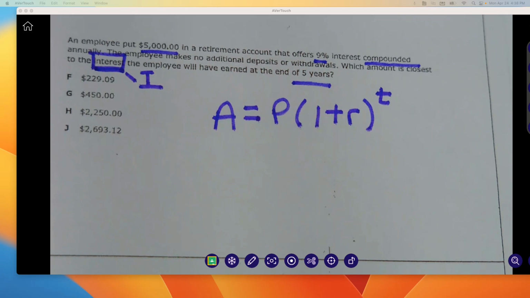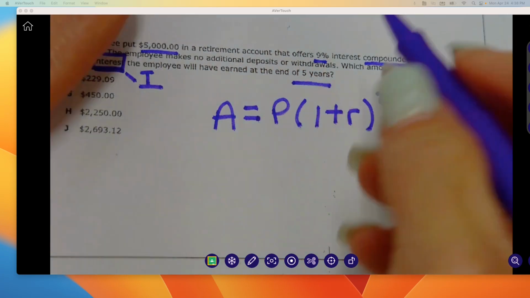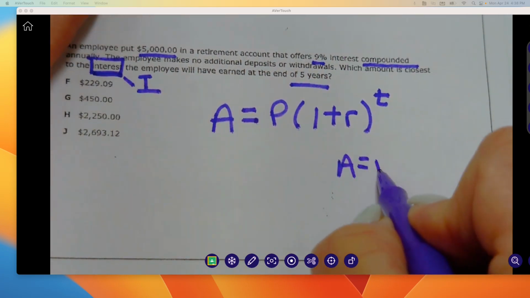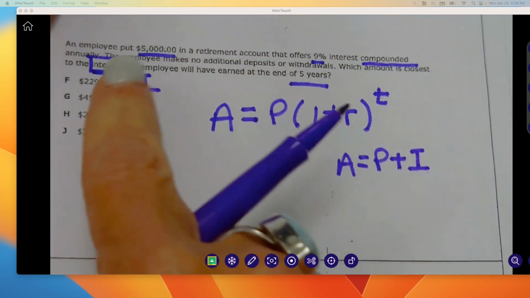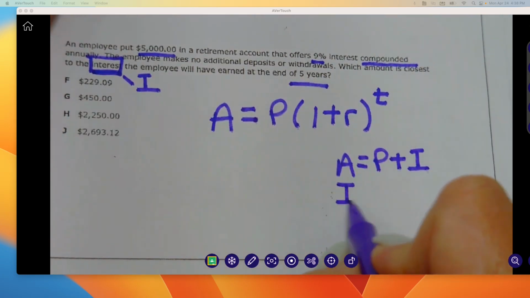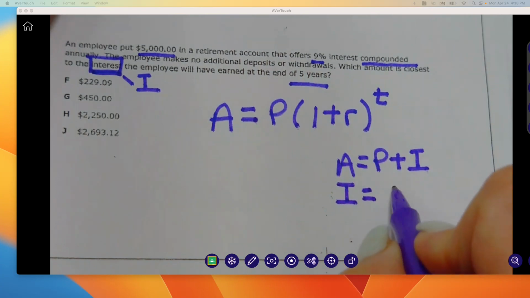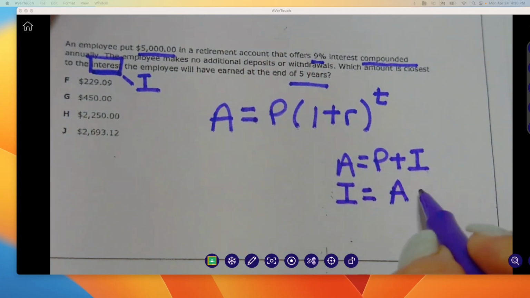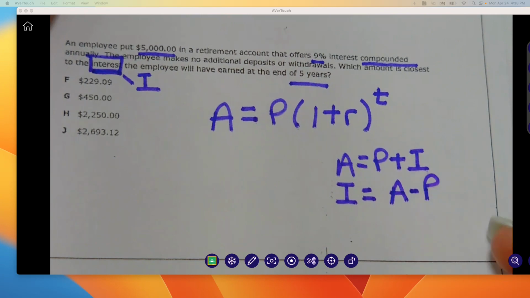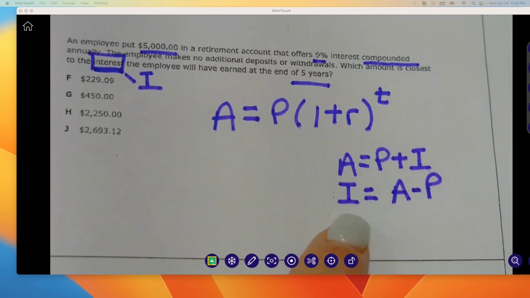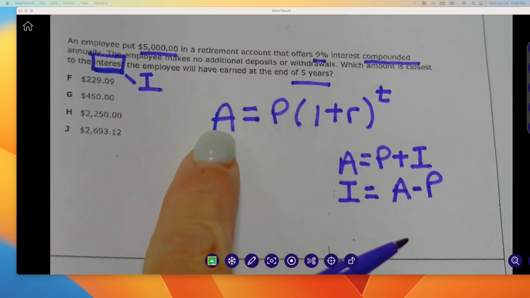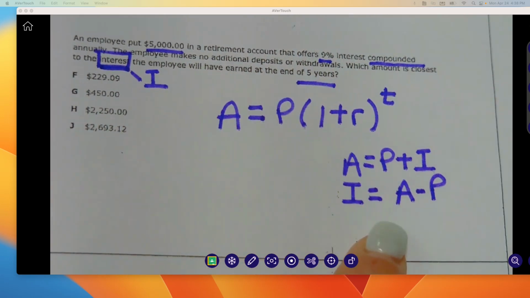That's everything. So A is principal. So let me write that over here. A is principal plus the interest. So in this problem, since I am looking for interest only, I'm going to take whatever I get for A and I'm going to subtract out the principal because I don't want the principal included. I only want the I. So once I solve for A, I still have this extra step.